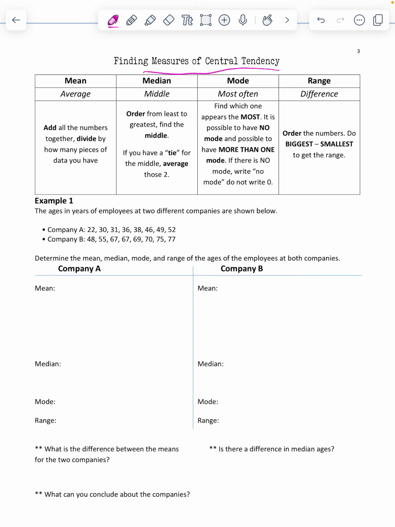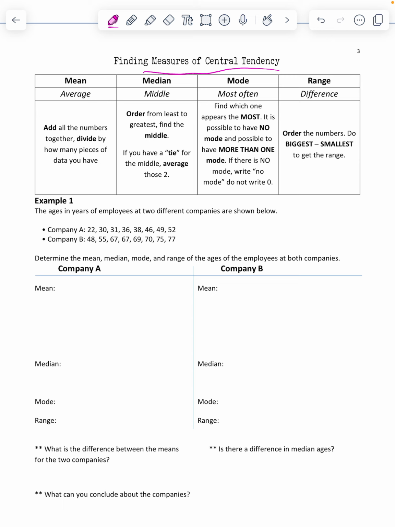So in example 1, we have the ages in years of employees at 2 different companies, Company A and Company B. They want us to find the mean, median, mode, and range of the ages of the employees at both companies. So to do that, what you're going to do is follow the directions here.